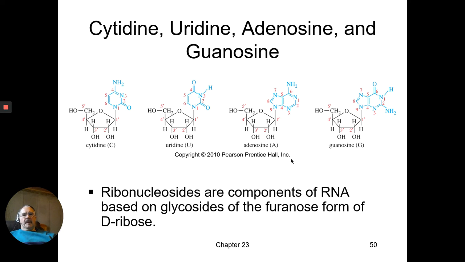All right, so these are the 4 nucleosides from the bases for RNA. We have cytidine, uridine, adenosine, and guanosine, which are derived from cytosine, uracil, adenine, and guanine.